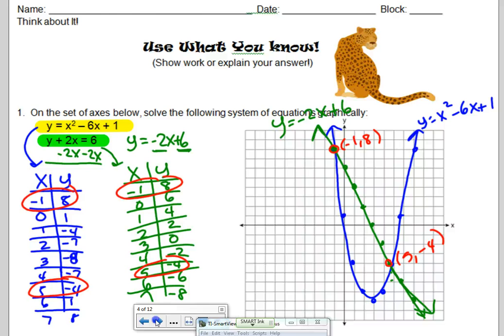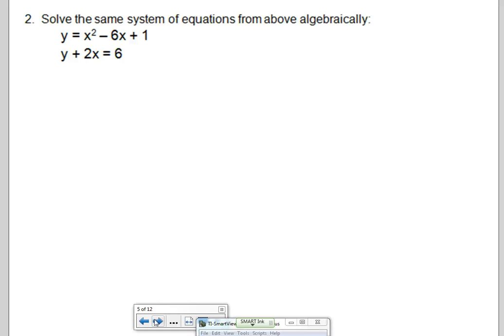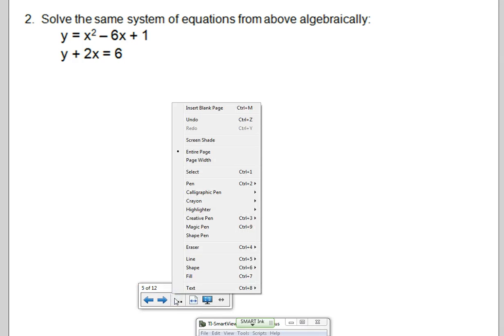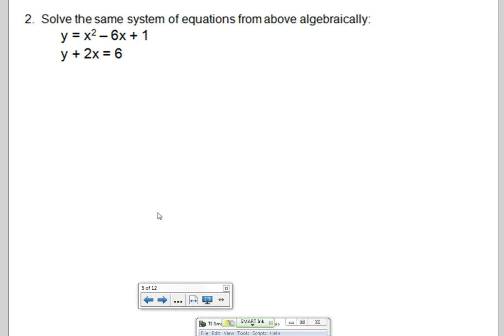So we're going to do the same problem now, the algebraic way, and it's something, again, you've already done in the past. So I want to stress that when you're solving an equation, you have to understand what you're trying to do.